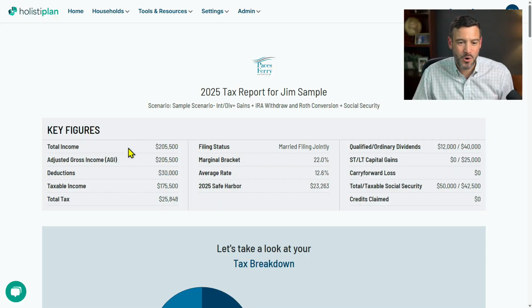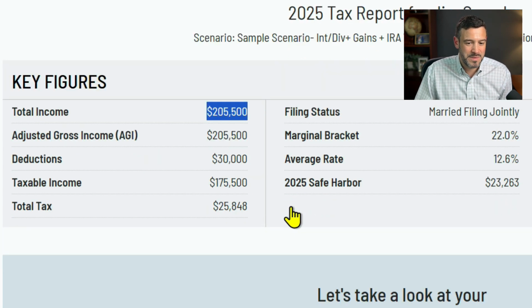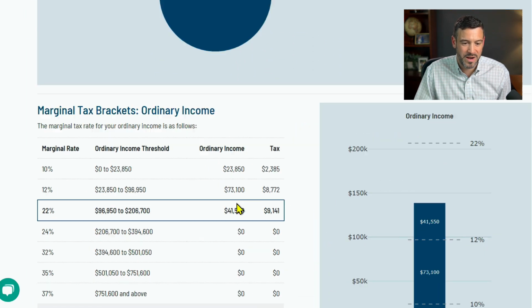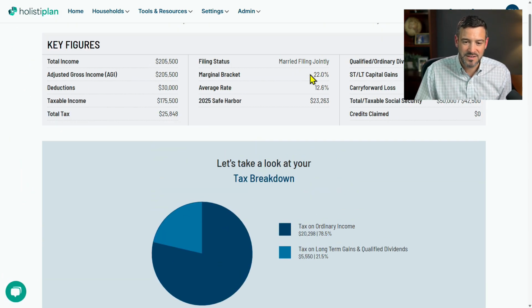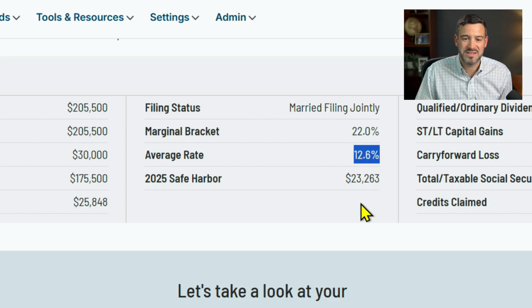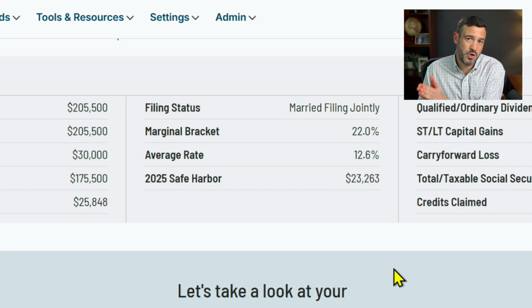So when we add that $42,000 worth of total taxable Social Security income, it brings their total income up to $205,000. Now that Social Security income is going to go straight into those ordinary income tax brackets. So while we were in the 12% bracket before, now we're paying $41,000 at the 22% bracket. That's going to bring our overall effective rate or average rate up to 12.6%. And every dollar we bring in over and above where we are today is going to be paid at that 22% bracket.